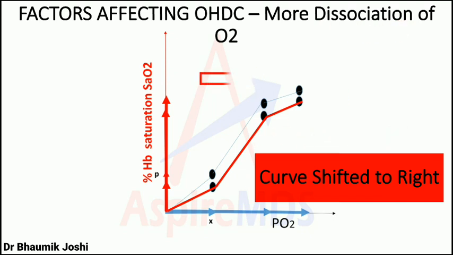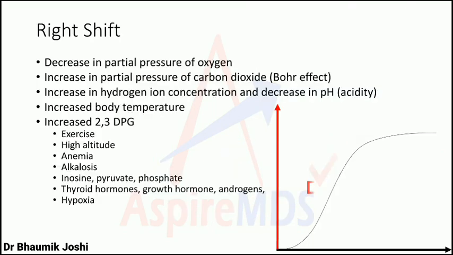Okay, now let's see which factors increase or decrease the association or dissociation of oxygen from hemoglobin. The factors which cause a right shift, that means the factors which cause more dissociation of oxygen from hemoglobin, include, first, decreased partial pressure of oxygen, and an increase in the pressure of carbon dioxide.